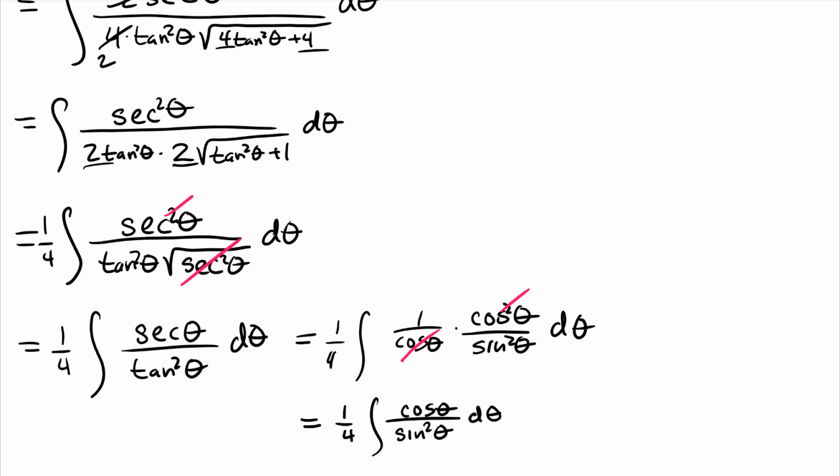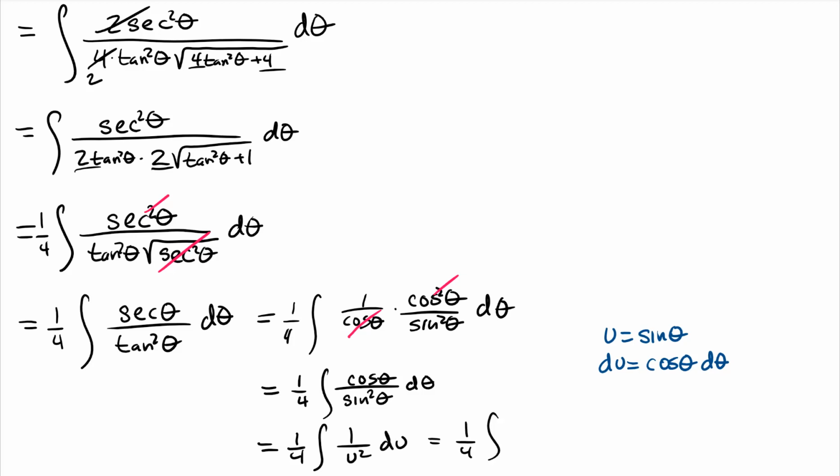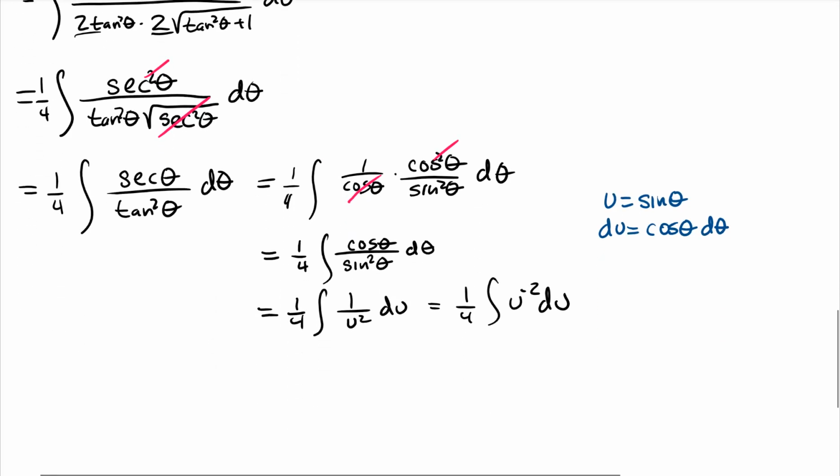Now at this point, I'm certain you see the u-sub. U is equal to sine of theta. Du is equal to cosine of theta d theta. So we have ended up with 1/4 times the integral of 1/u squared du, or 1/4 the integral of u to the negative second du, because that's a little simpler for us to work with.